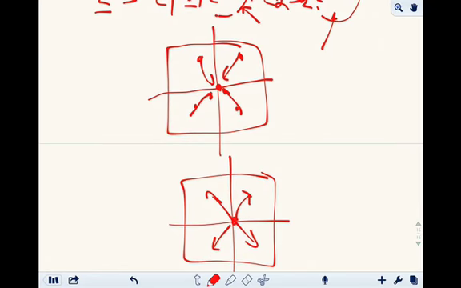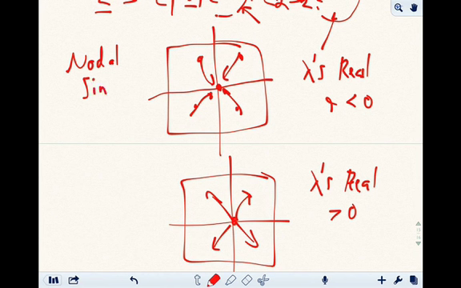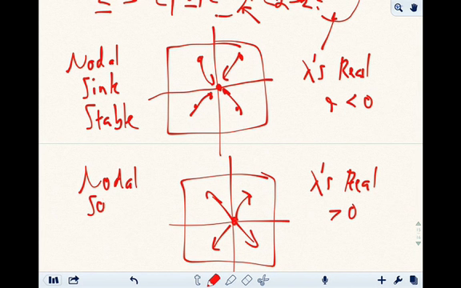Two different characteristics. One was the lambdas were real and less than 0, both of them. The other, the lambdas were real and greater than 0. This one was the nodal sink. It is stable, a stable system. This is a nodal source. It is an unstable system.